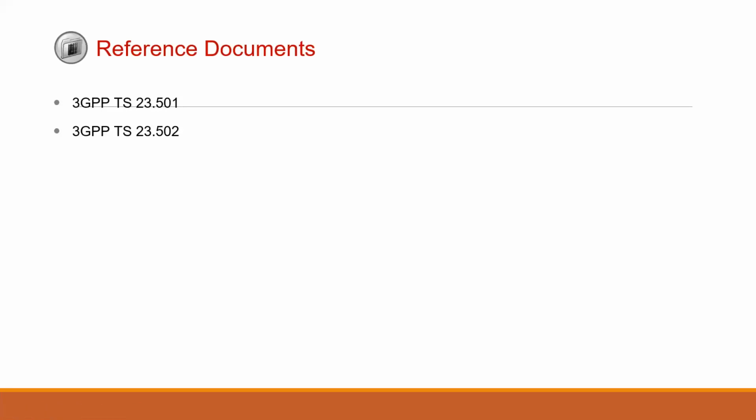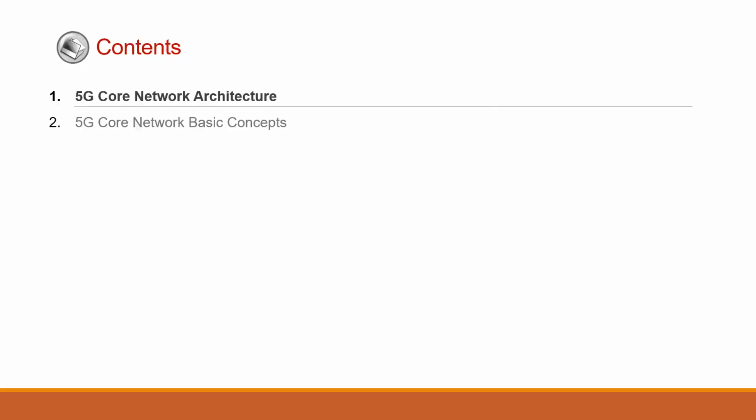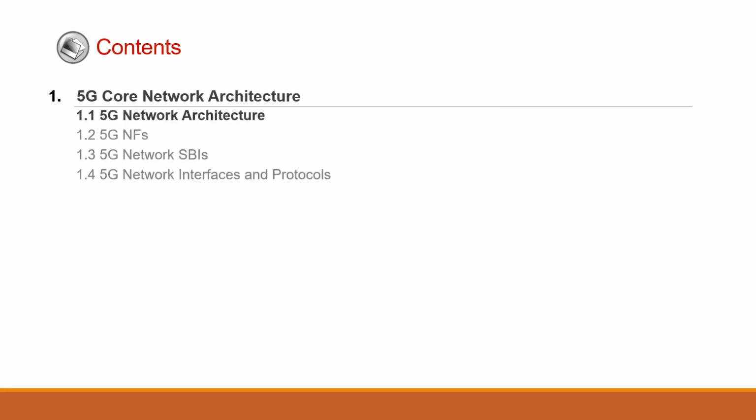Okay, so the reference document which you can consult for these is 3GPP TS 23.501 and 502, which give a little bit more elaboration on what 5G core components and constituents are. The objective of this course is to understand the network architecture and the network basic concepts which constitute a 5G core. Right. So first, we're going to see the network architecture.